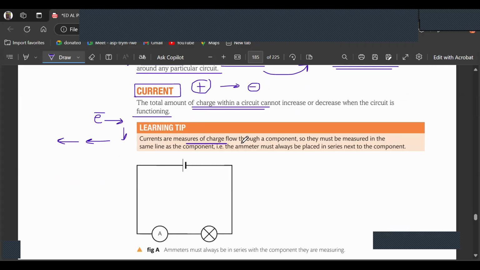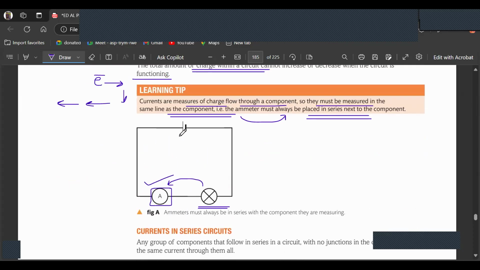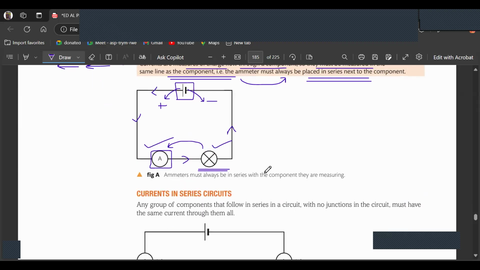Currents are the measure of charge flow through a component, so they must be measured in the same line as the component. The ammeter must always be placed in series next to the component. If you want to measure the current in this bulb, then you have to measure it through an ammeter that you can see over here. This is connected to the battery. The bigger line is always the positive terminal. The smaller line always represents the negative terminal. So the current flows in this direction through the components. The ammeter will tell you how much current is flowing through this bulb.